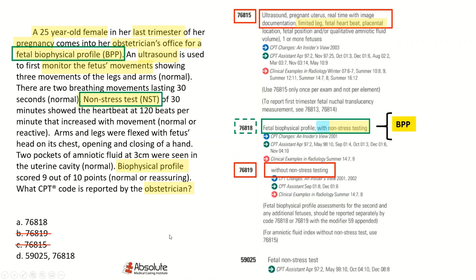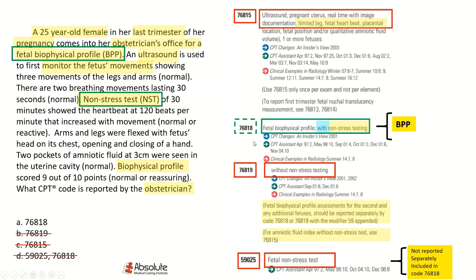What is this 59025? Well, we're going to tell you this is for a fetal non-stress test, all right? So we did have the non-stress test, but guess what? It is a part of what? That code right there. So 59025 wouldn't be it. We wouldn't report it separately because, again, it's included in code 76818. So 59025, that would be incorrect. We don't need both. Everything we need is in this code, 76818.